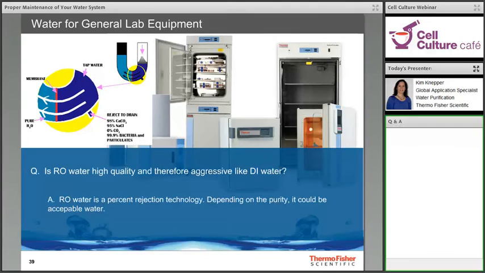Now, is RO water high-quality water, and therefore aggressive like DI water? Since RO is a percent rejection technology, the purity is going to depend on the feed water and the age of the membrane. So RO water may be an acceptable water supply depending on the purity. But usually RO water in itself is not ultrapure, and in some cases it may not even be pure enough.